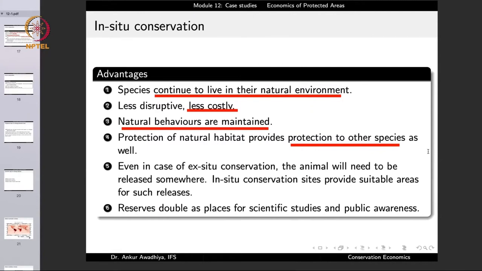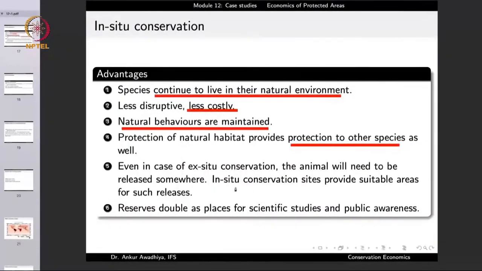Then even in the case of ex situ conservation, the animal will need to be released somewhere at some point of time. So once you have done the captive breeding in the case of ex situ conservation, you have now a large number of animals, so they will have to be released back into the environment. Now, if you only did ex situ conservation, you only maintained these individuals in the zoos and their natural habitats got destroyed, in that case, where would you release these organisms? So in situ conservation is also important together with ex situ conservation, because it keeps certain portions of the habitats of these organisms as intact, so that you can release them there later on. So these provide suitable areas for such releases. And they also double as places for scientific studies and public awareness and things such as tourism.